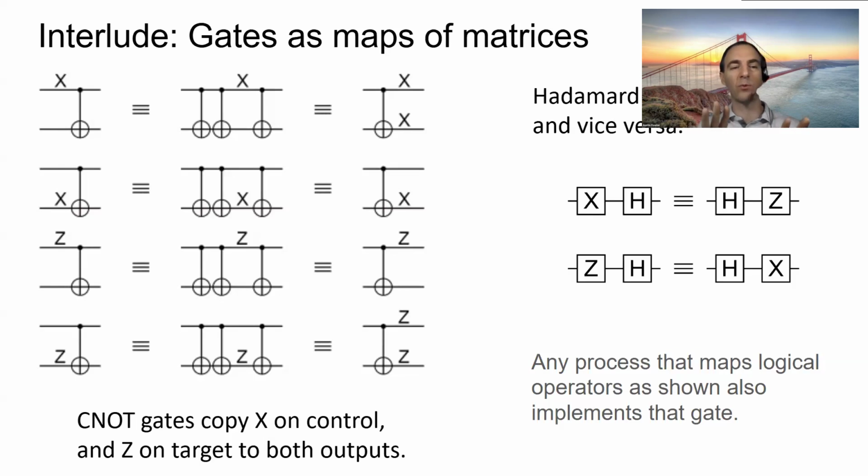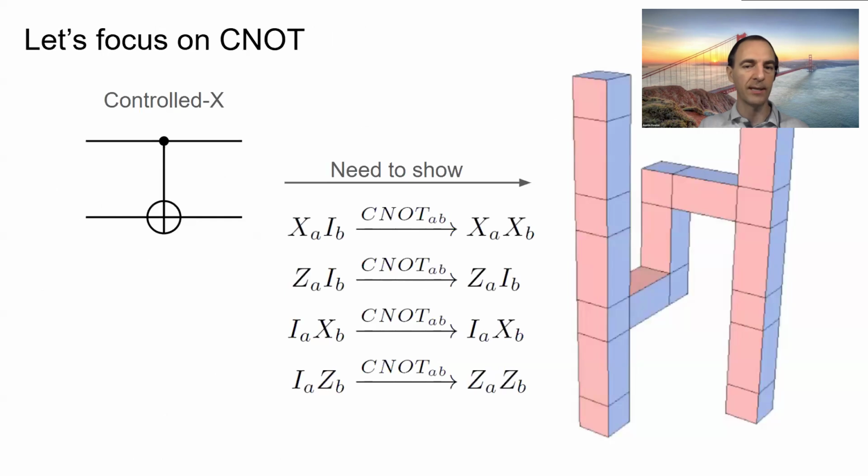And this is the picture that we will find is much more useful. Not a map of states, not a matrix, but a map of operators. It's equivalent and more suited to our purposes. An X going through a Hadamard gate becomes a Z, and vice versa. So those are the two kinds of gates that we're going to focus on initially and talk about in a bit more detail. So let's do that.